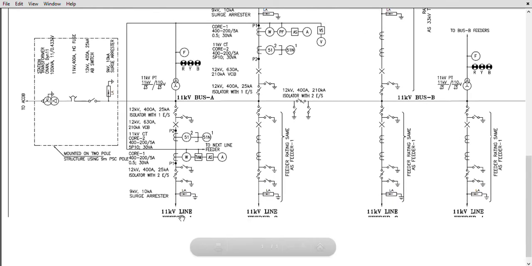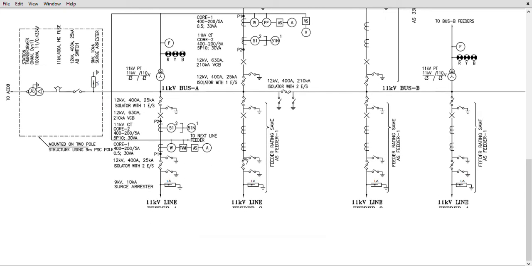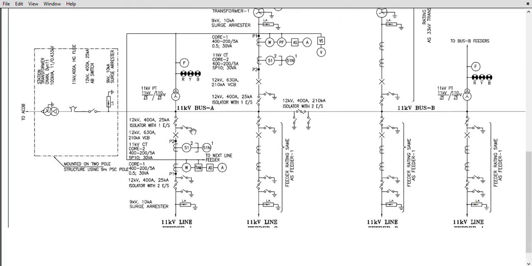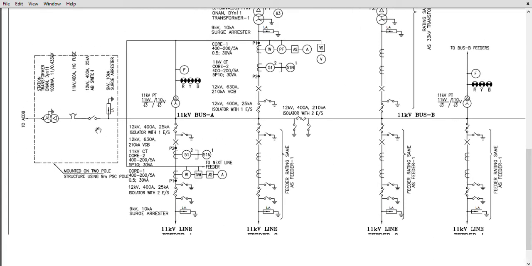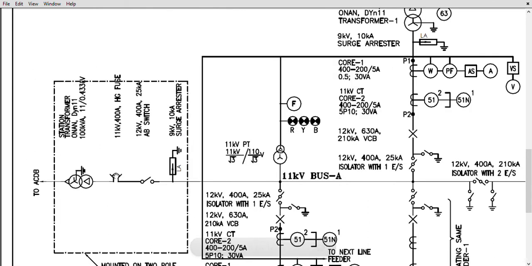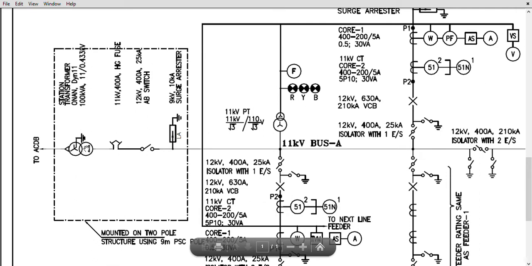See, we have discussed 11 kV line feeder 1. Similarly, 11 kV line feeder 2, line feeder 3, line feeder 4. So now what are we left with? We are left with this portion. What is this portion? This portion is the station transformer.